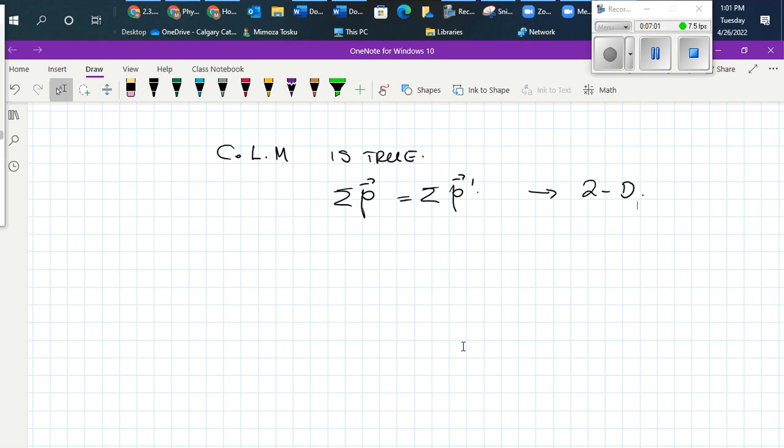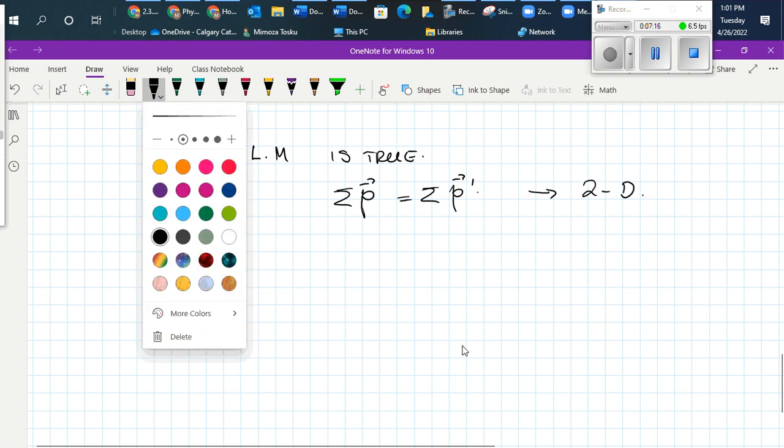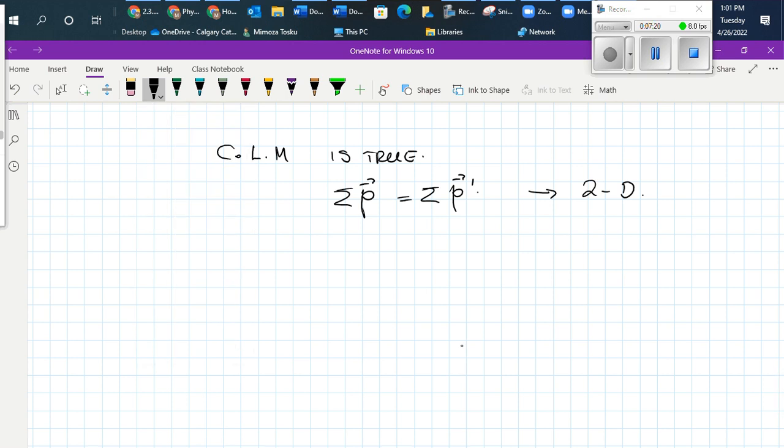So now, is it 1D or 2D? It is 2D. If it is 2D, then we build the table of components. Look how I will suggest you to build the table of components. I will suggest you to build the table of components for the before and after side by side.